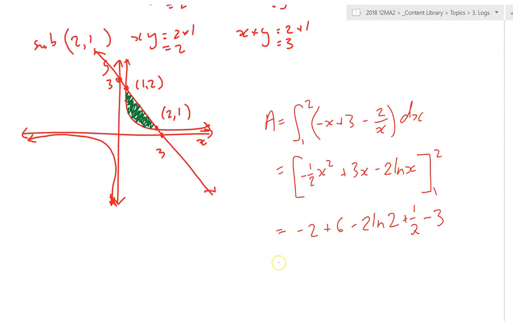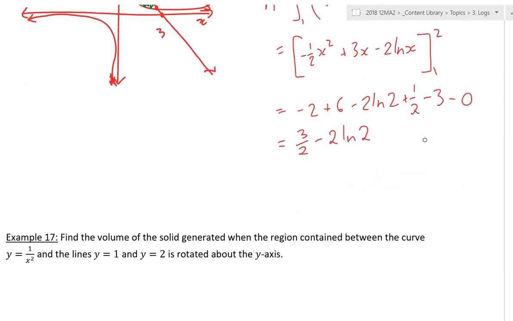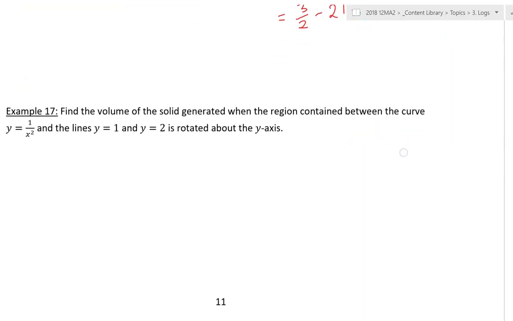I can tidy up some like terms here. 6 minus 2 is 4, minus 3 is 1, plus a half is 1 and a half. I'm going to say it's 3 over 2, because it's nicer than 1 and a half, minus 2 log 2. And I reckon that's the answer. That comes out fairly neatly. That's the area between those two curves. So that's one way of applying the integration of reciprocal functions.